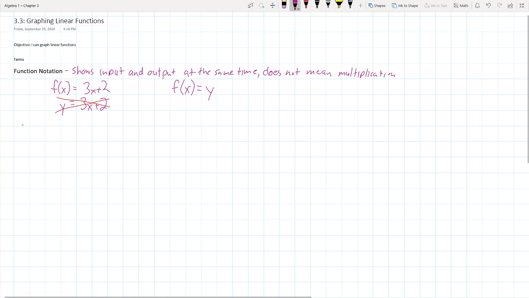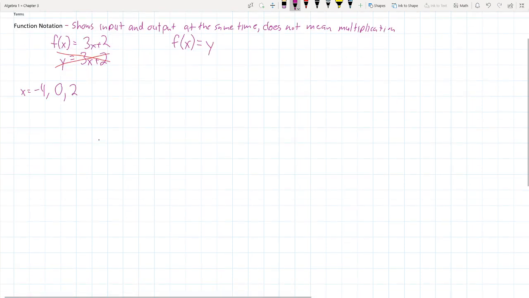Let's do a couple problems with this, and I think you'll probably get it. In examples 1 through 6, we're going to evaluate the function when x equals -4, 0, and 2. This function notation is going to help us keep everything in line and tracked so that we can solve everything and show our answers easily. So the first equation is f of x equals -x plus 4.